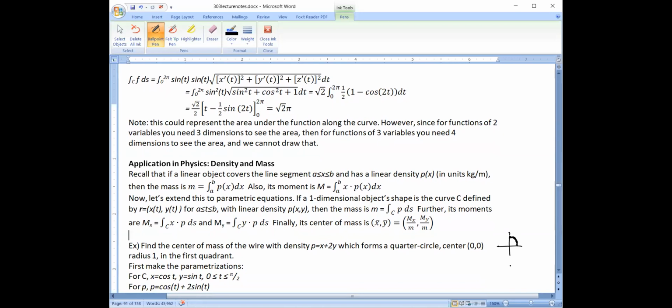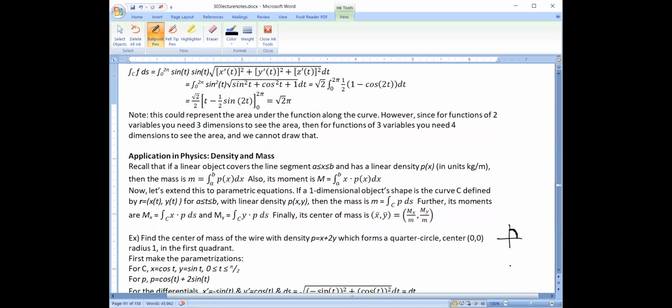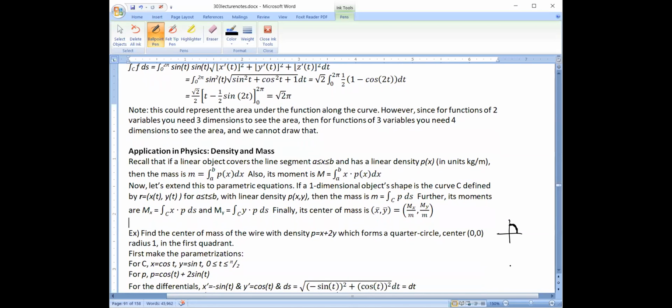And then, in order to parameterize ds, we're going to need x prime, which is negative sine t, and y prime, which is cos t. So put that all together and you get ds is going to be the square root of negative sine t squared plus cos t squared dt. All that simplifies, that's just 1, so it just simplifies to dt. So I did the simplifying beforehand.